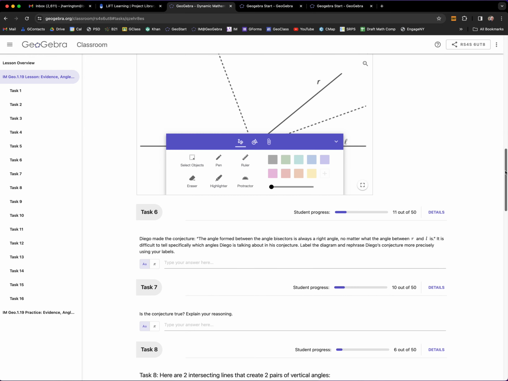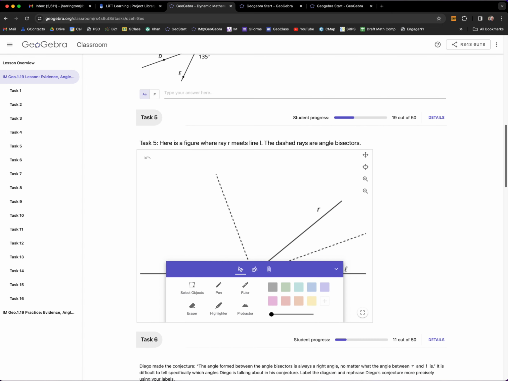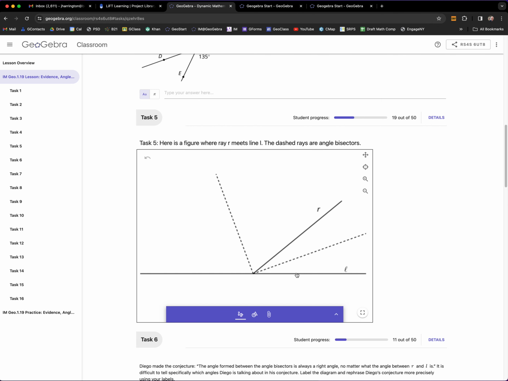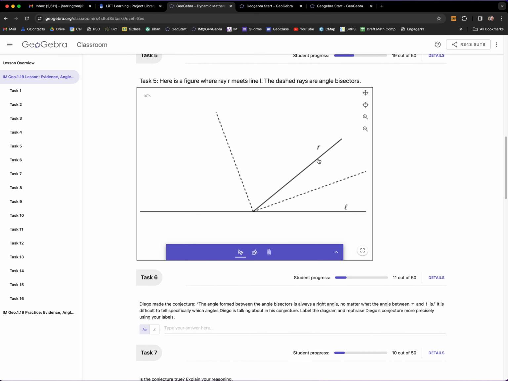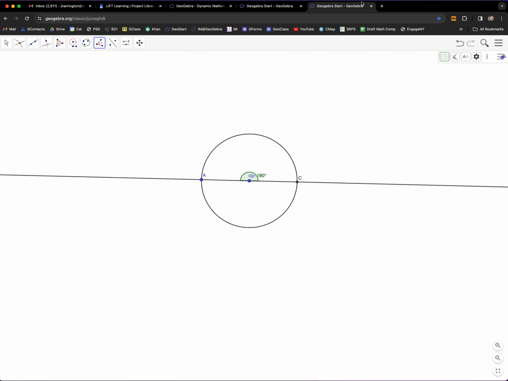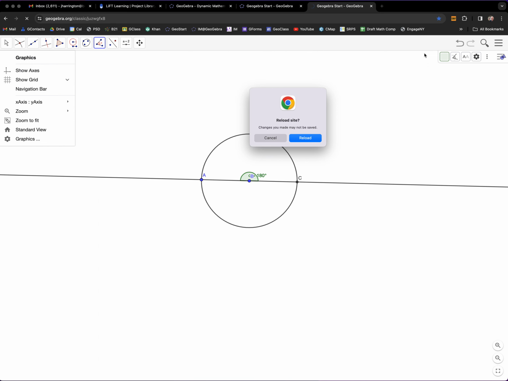All right. So here we have this figure. Let's just look at this. We have something that's set up. Here's this angle, and this is an angle bisector, meaning it's splitting this angle in half. Here's another angle bisector. It's cutting this angle in half. I'm going to set this up on this GeoGebra start page here. Let me clear this off.